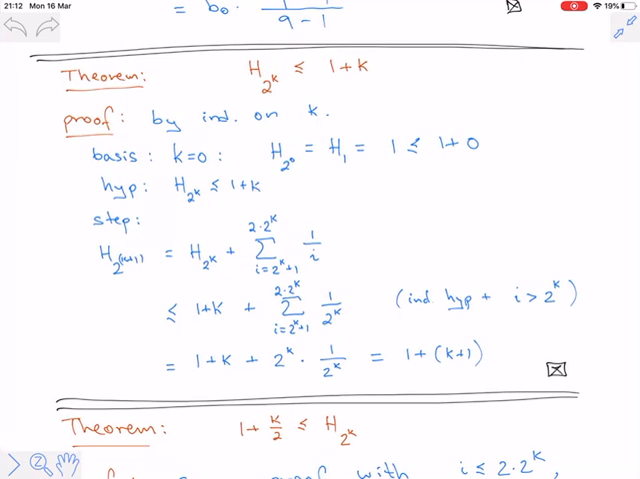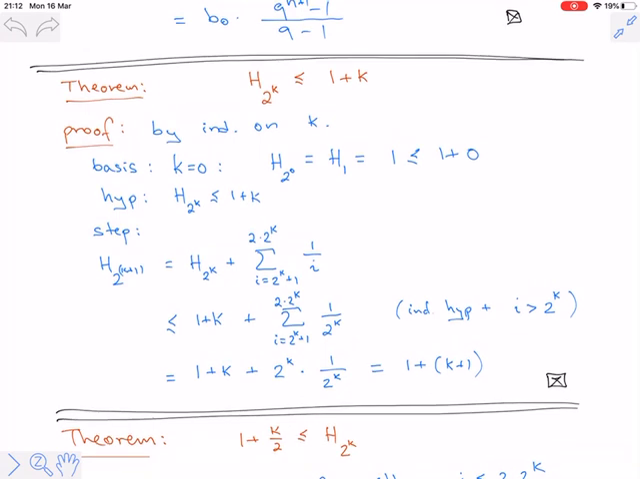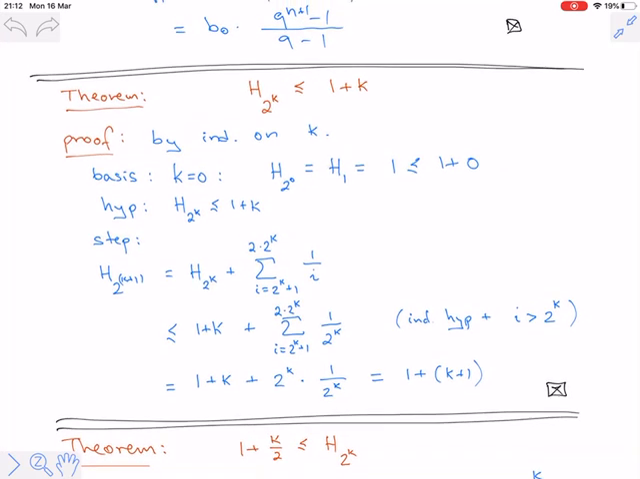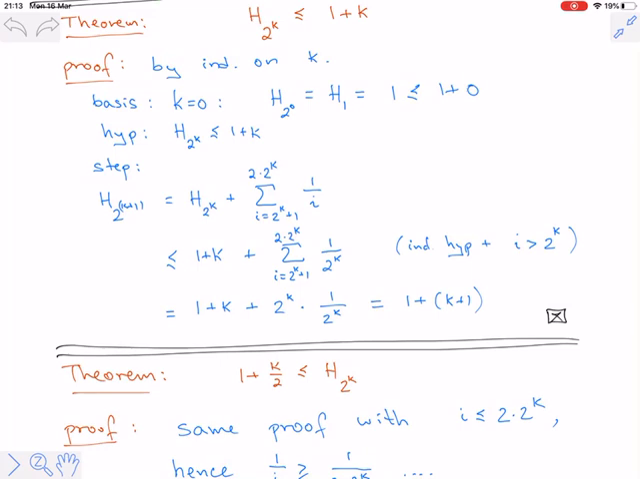Let's bound h of 2 to the power of k plus 1. Now what do we have here in h of 2 to the power of k plus 1? We take the summation of the first 2 to the k elements, and then we take the summation of the next 2 to the k elements. Namely, I goes from 2 to the k plus 1 up to 2 to the k plus 2 to the k. Okay? And we take the summation of 1 over I in this range. Great. Now, the induction hypothesis tells us that h of 2 to the k is bounded by 1 plus k. What can we say about the summation we have over here?